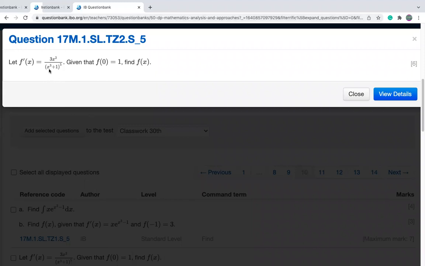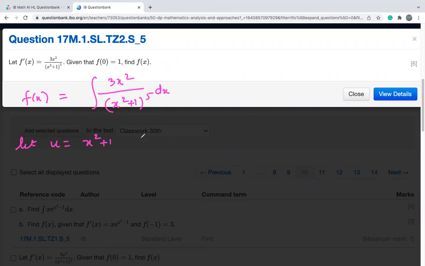So here what we have is basically a similar question to the one we just did. f dash x is given as 3x squared upon x cubed plus 1 to the power 5. Given that f of 0 is 1, find f of x. So you're going to integrate this. So f of x is going to be the integration of 3x squared upon x cubed plus 1 whole to the power 5 dx. So let u equal x cubed plus 1.